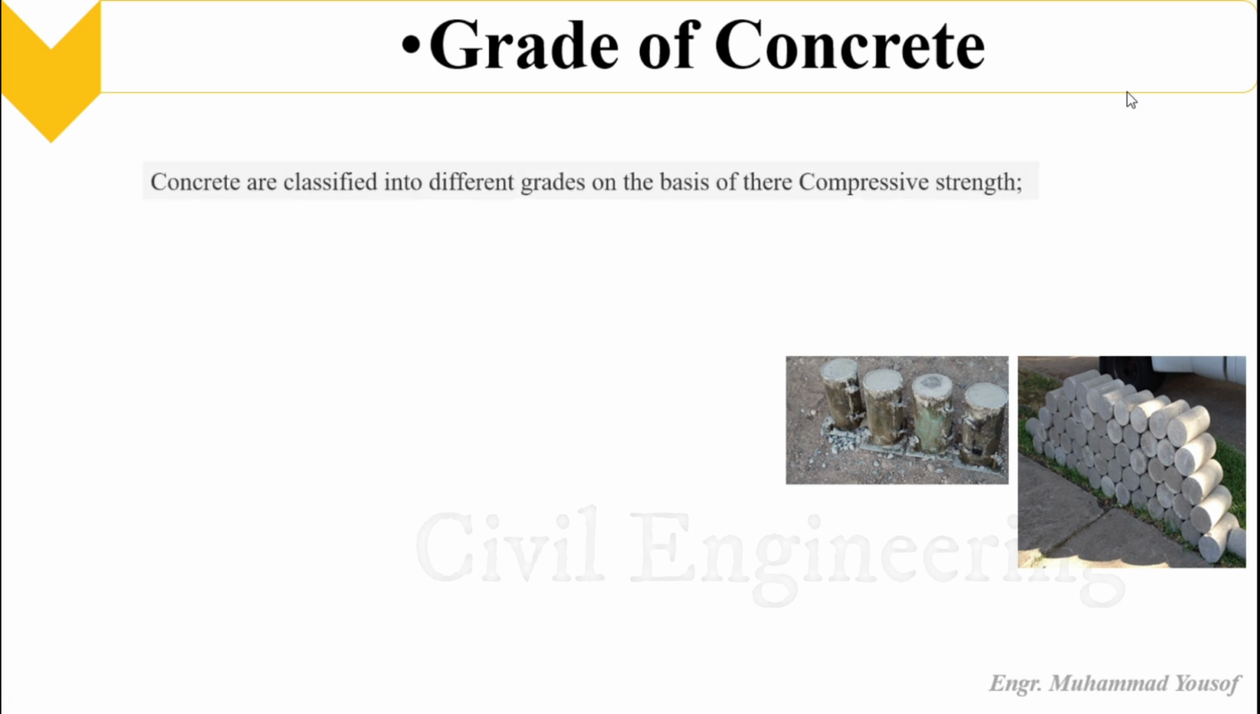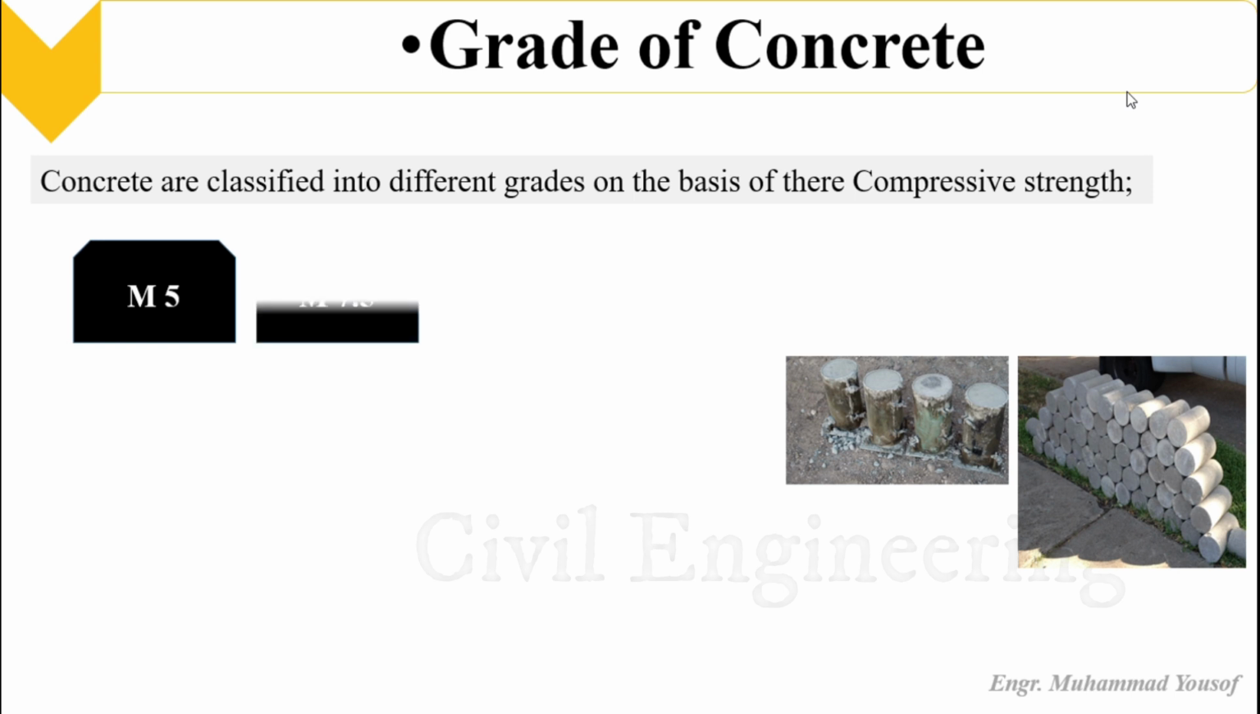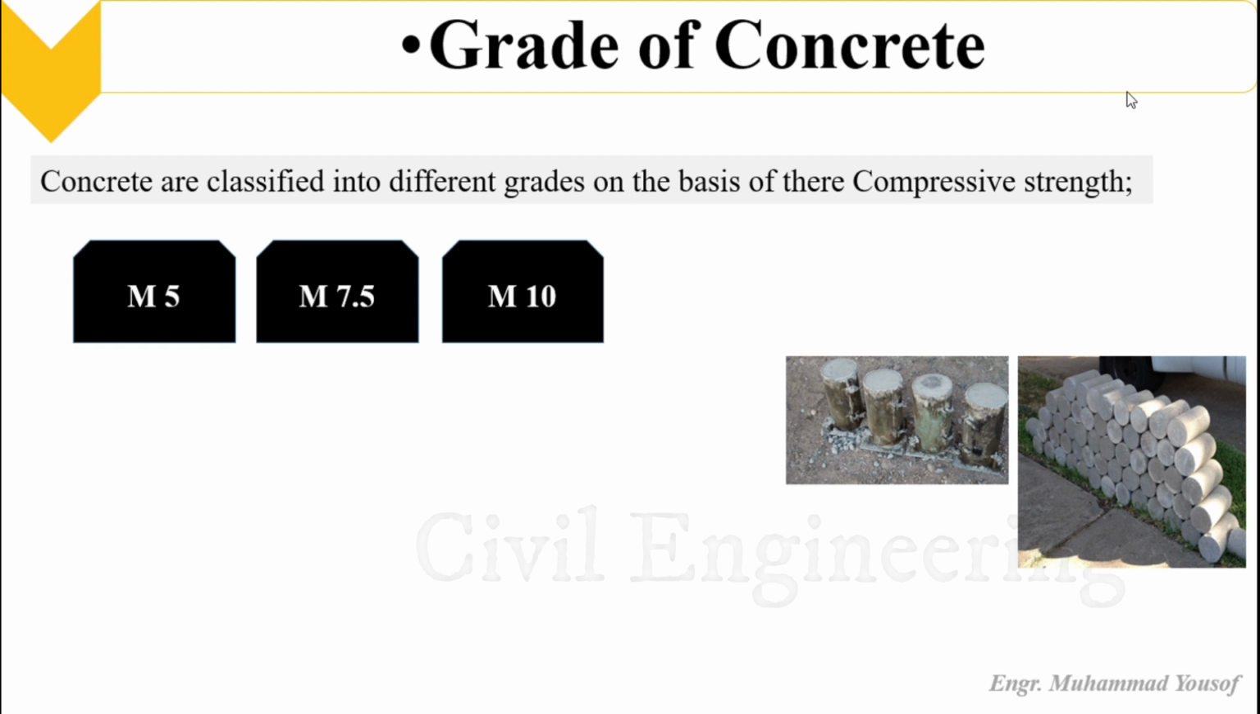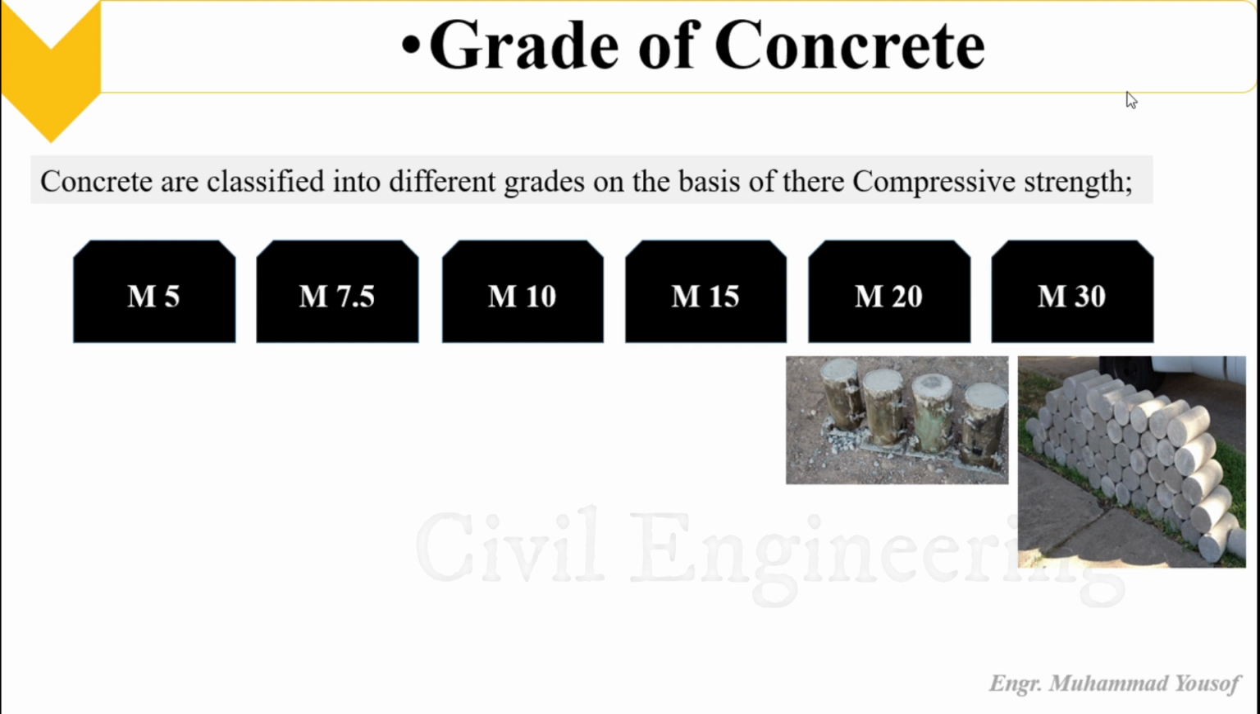Concrete is classified into different grades on the basis of its compressive strength. Compressive strength means the hardness achieved by concrete after 28 days. We have different grades of concrete. The first one is M5, the second is M7.5, the third is M10, the fourth is M15, the fifth is M20 and the last one is M30.